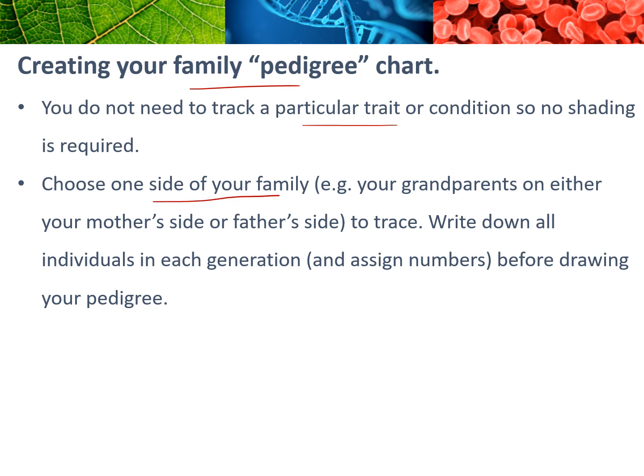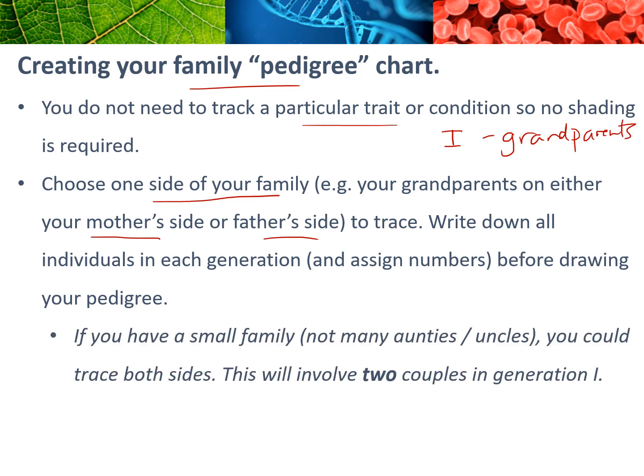So have a think, and like I said, it might be a little bit of planning involved. Have a think about either your mother's side, so tracing back to your mother's parents, or your father's side, to your father's parents, and trace that one line. So generation 1 would be your grandparents on one side. If you have a very small family, so let's say you don't have many aunties and uncles, you might only have 1 on each side or none on each side, then I would like you to track both sides.